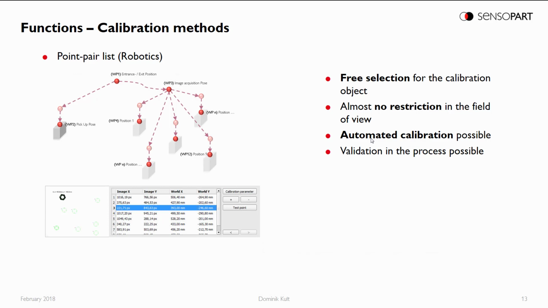Additionally to the calibration plate robotic, we offer the point pair list. Compared to the calibration plate method, we have the option of a free selection of the calibration object. We have almost no restriction in the field of view. You have the option to calibrate absolutely automatically from your robot, and you can also validate this calibration method during your process.